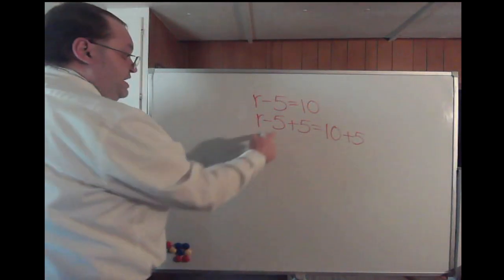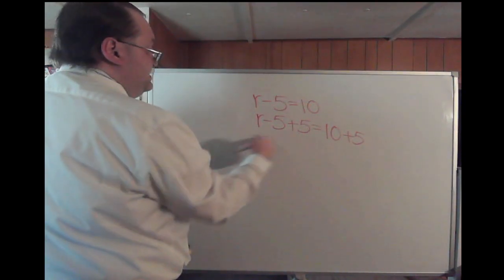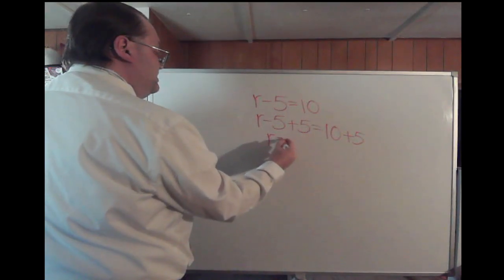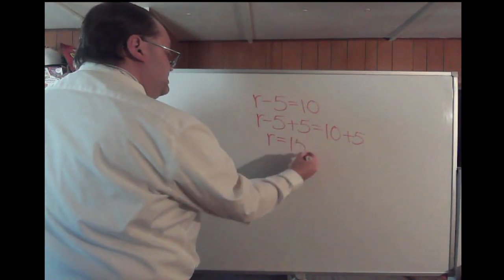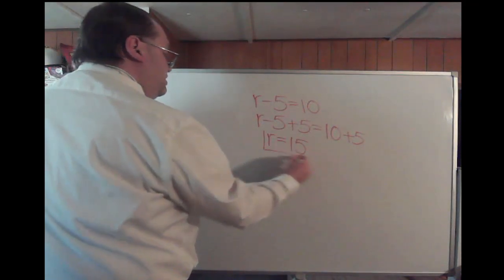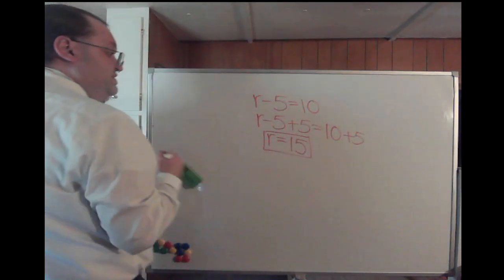Right? Now negative 5 plus positive 5, that's 0. So that would just leave r by itself. r would equal, what's 10 plus 5? That'd be 15. So r would happen to equal 15 in this case.